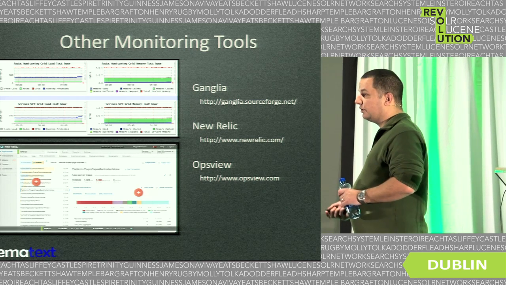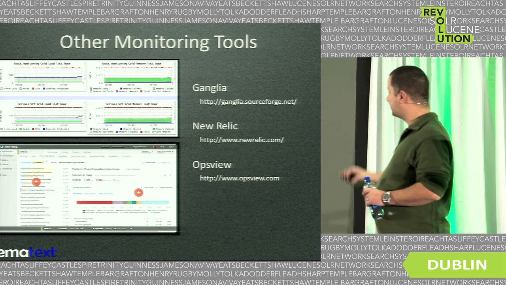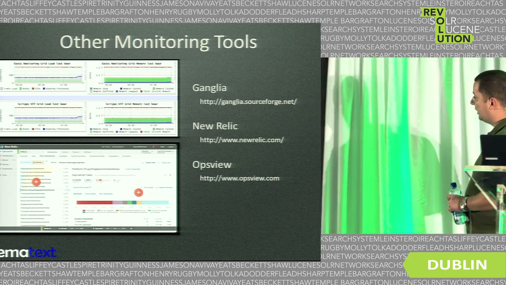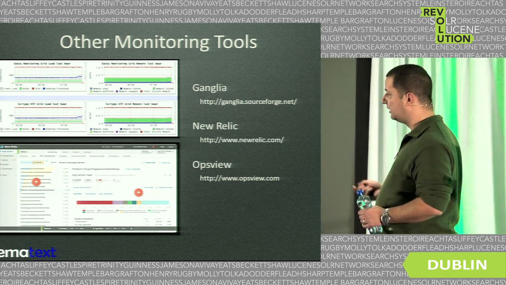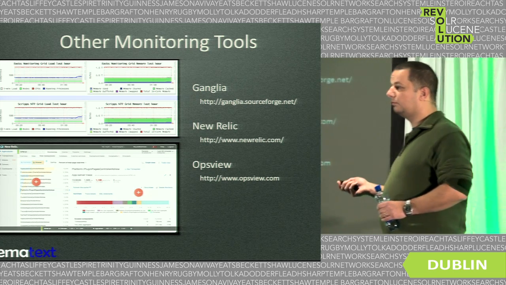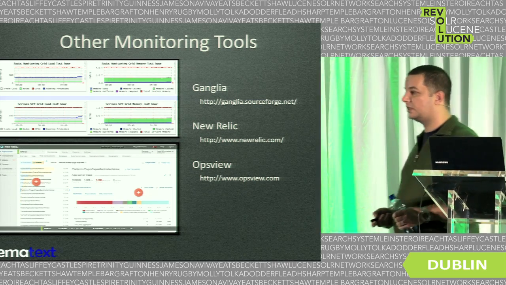There are other monitoring tools available for usage. There is the open source Ganglia. There is our competition's New Relic. There is an Opsview application. They're all nice, and they all play that role. It depends on what you actually want to pay attention to.